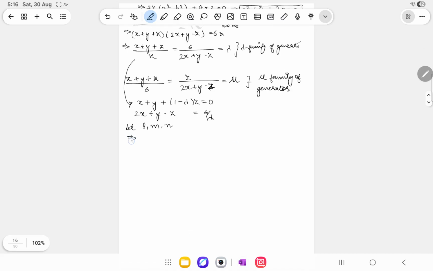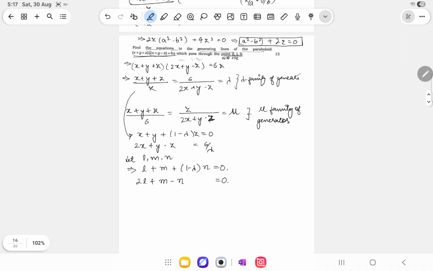So these generating lines will be perpendicular to the normals of both these planes. Using the perpendicularity result, I'll get L plus M plus (1 minus lambda) N is equal to 0, and 2L plus M minus N is equal to 0. These are the relations for finding the direction cosines of the lambda family of generators.